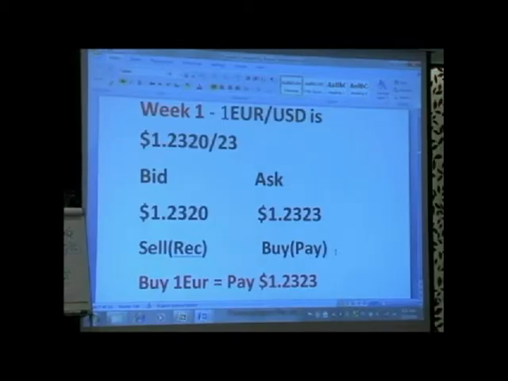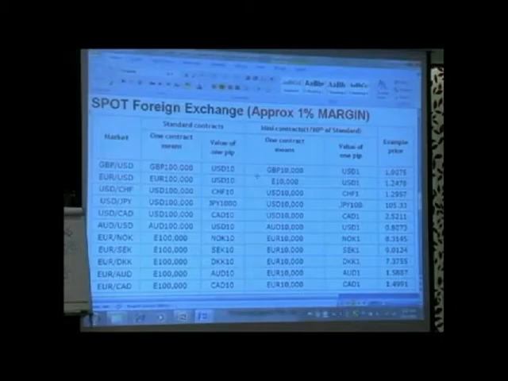All right, so if you pay 1.2323 US dollars, how many contracts can you buy? That depends on whether we do a standard or a mini, correct? So let's look at the contract specifications for Euro US. For Euro US, what is the minimum quantity for standard? 100,000 euros. And for mini, it is 10,000 euros. But you don't need 100,000, neither do you need 10,000. You need only 1% of 100,000 and 1% of 10,000.